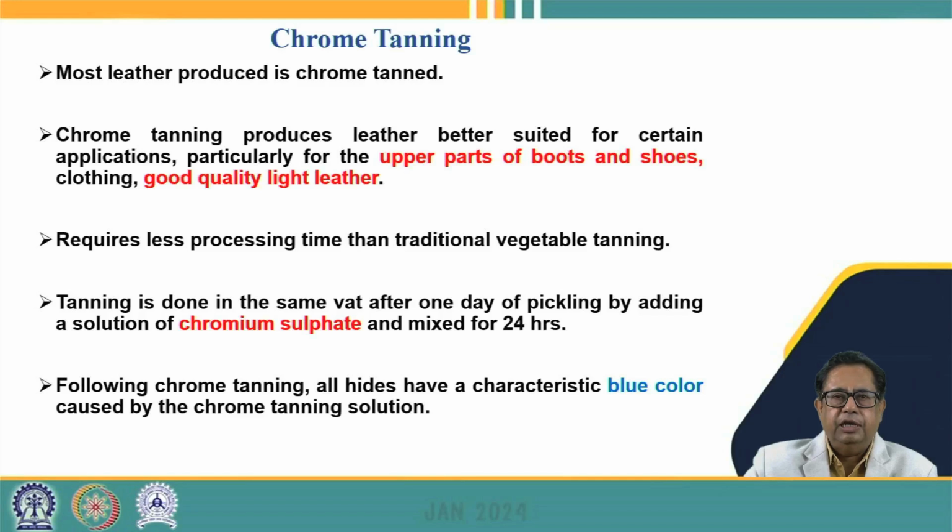In the tanning process, we use the same vat as we used for the pickling in the previous step, and we add a solution of chromium sulfate to it and mix it for 24 hours. This chromium sulfate has a characteristic color, and this color goes onto the chrome tanned hides. So this converts the hides into blue hides. That's why a characteristic blue color is caused after the chrome tanning process is completed.